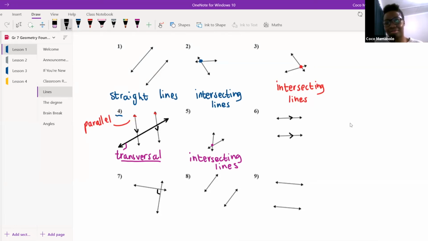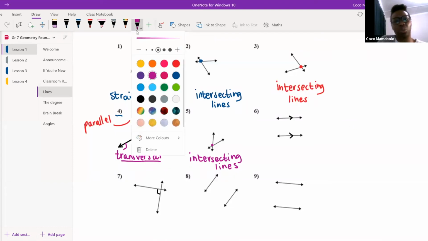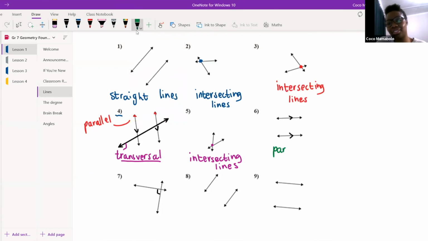Number 6 is parallel lines. Excellent. They are parallel lines. Why are they parallel lines though? Because they continue, they never meet. Exactly. And how do we know that they never meet? What did I put on them that shows us that they never meet?